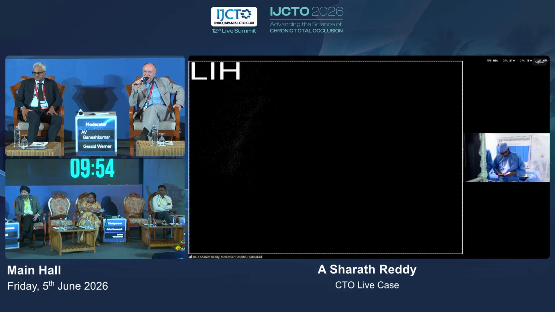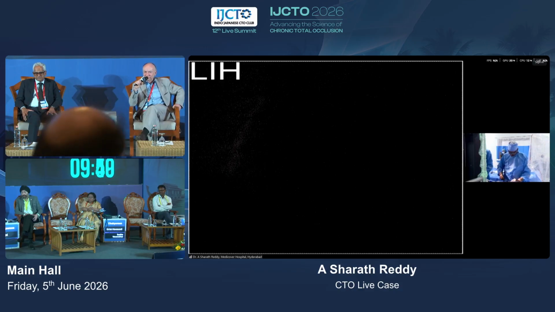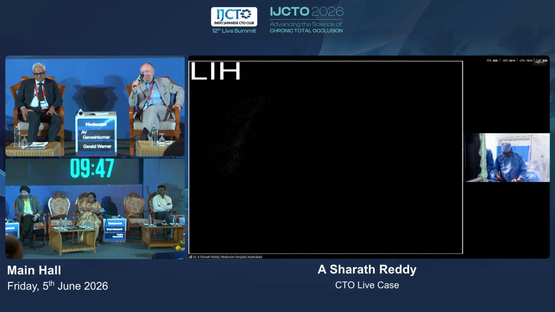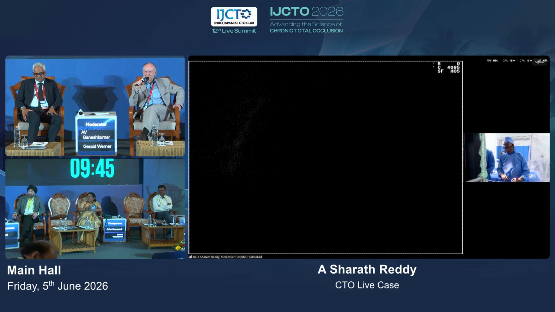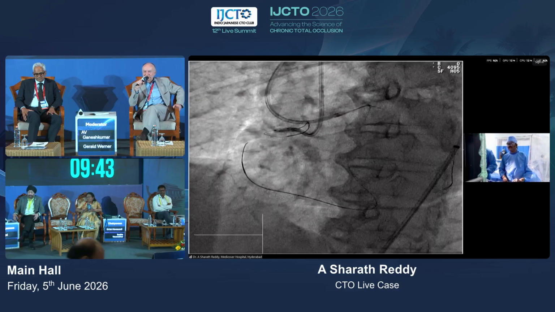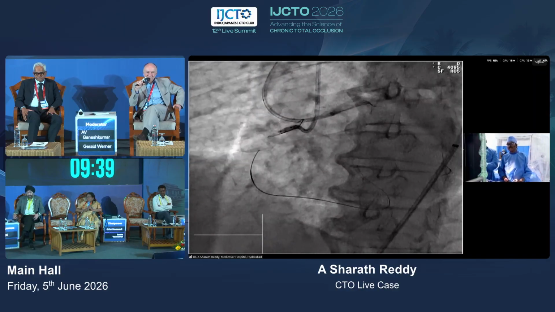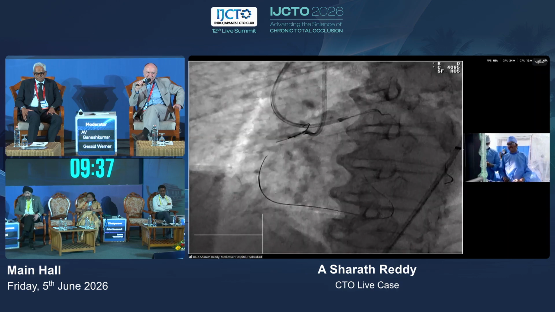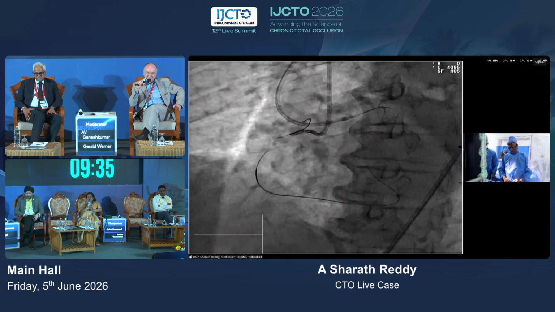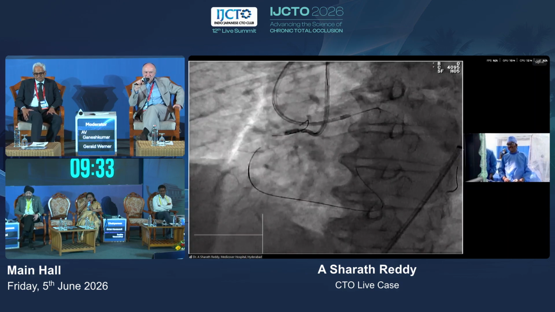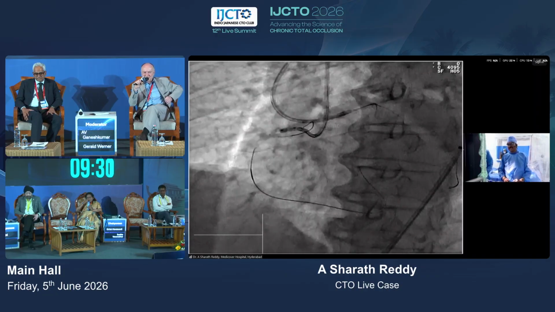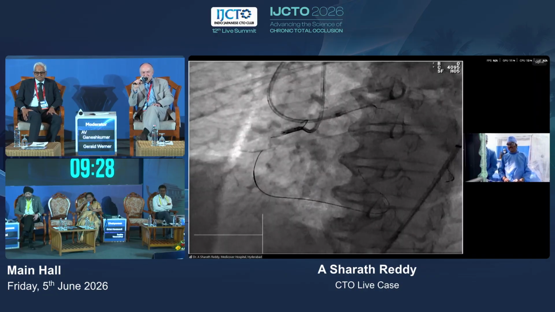Can we take two balloons in the side branches and try? Why don't we try two side branch balloons and then try? Now there are no other options left, so minimal options left, Sharath. Yes, sir. See, otherwise a simple-looking CTO, except for ambiguous proximal and distal caps. But I think with impenetrable caps.